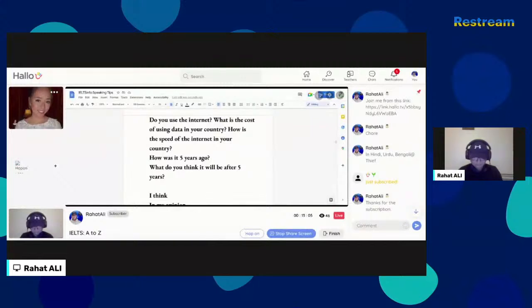Talking about the internet. Where is the question? Can you see it on the screen? I can't. Okay, do you use the internet? Yes. What is the cost of using that?